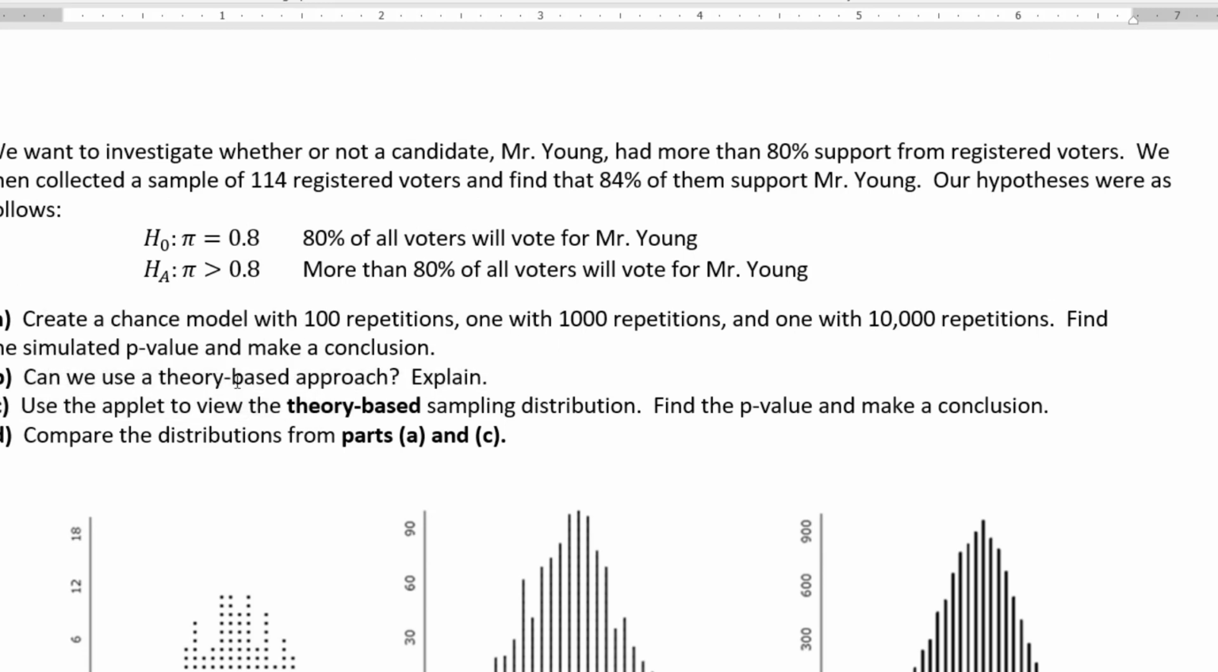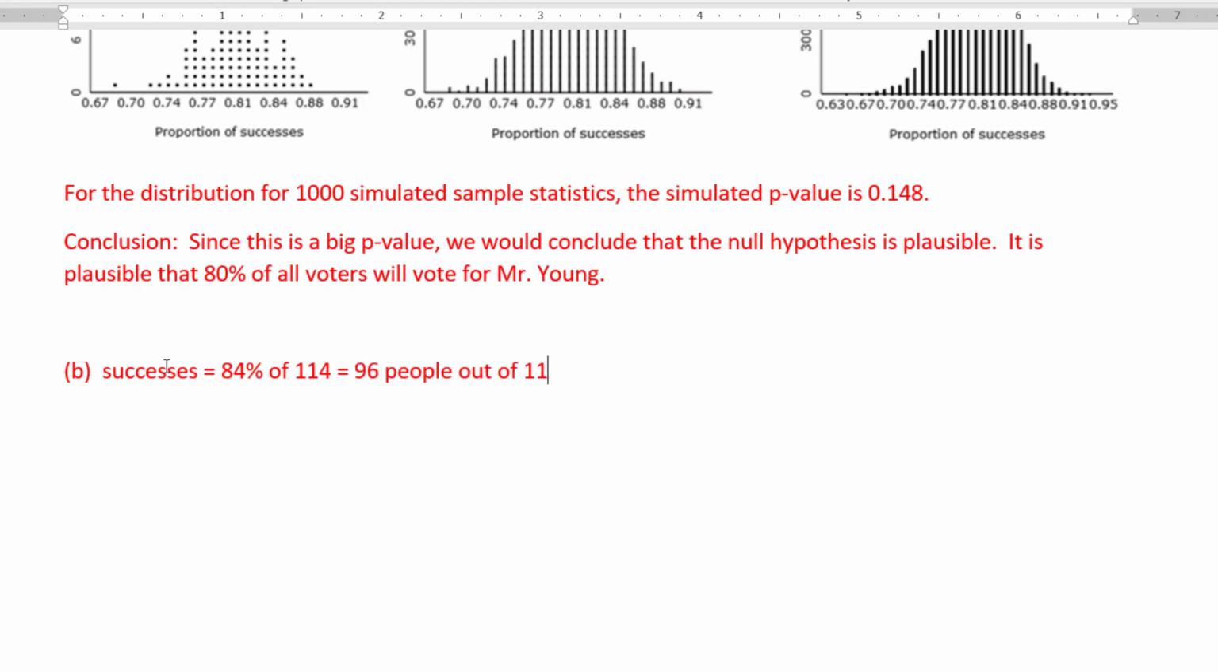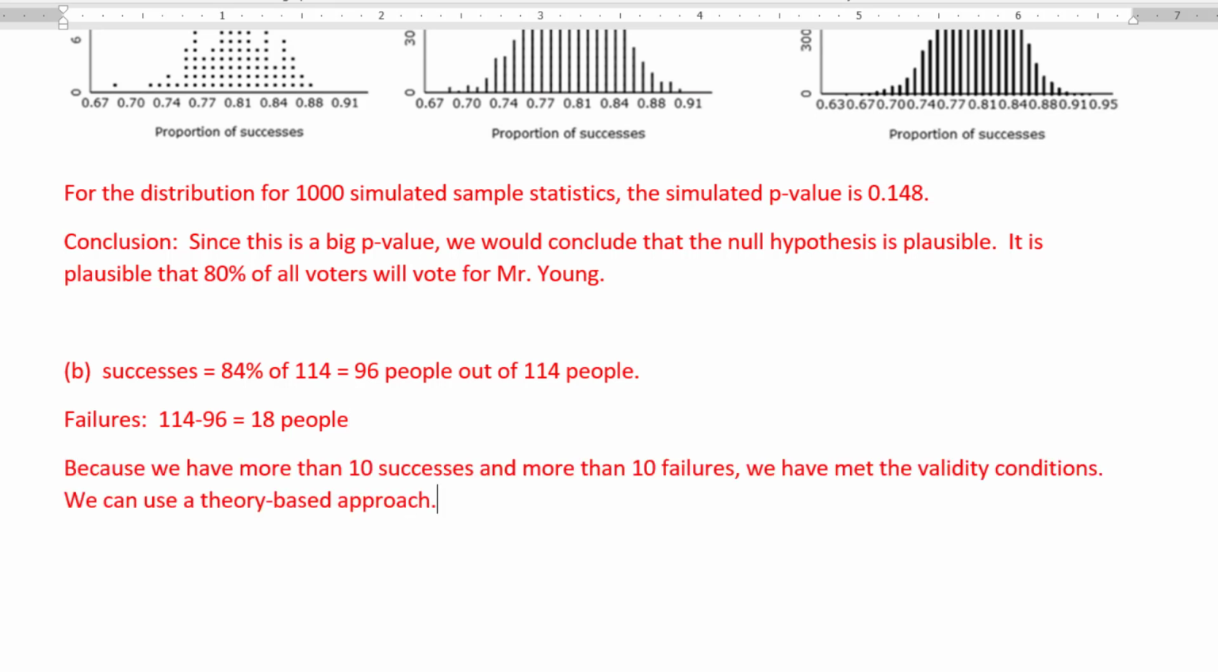So instead of using a simulation, would it be appropriate for us to use a theory-based approach? In order to determine that, we need to understand if we've met the validity conditions. And in the case of this categorical data, to meet the validity conditions, we just need to make sure we have more than 10 successes and more than 10 failures, which we definitely do. Since in our sample, we had 114 as a sample size and 84% of the 114 were successes, that must have been 96 people out of 114 people. So 96 out of 114 were successes, and that means that failures would be the remaining. So that would be 114 minus 96, which is 18 people who didn't support the candidate. Notice there's more than 10 successes, more than 10 failures, and therefore we have met the validity conditions. So we can use a theory-based approach.